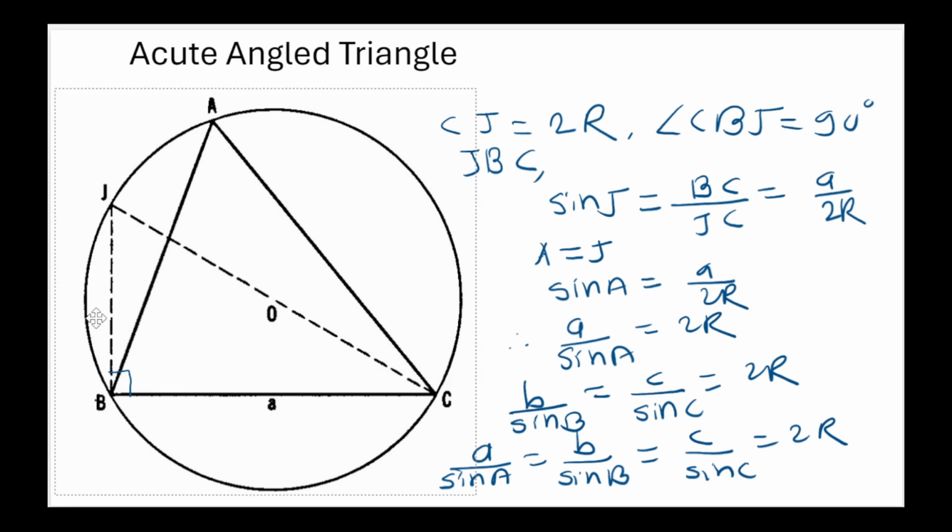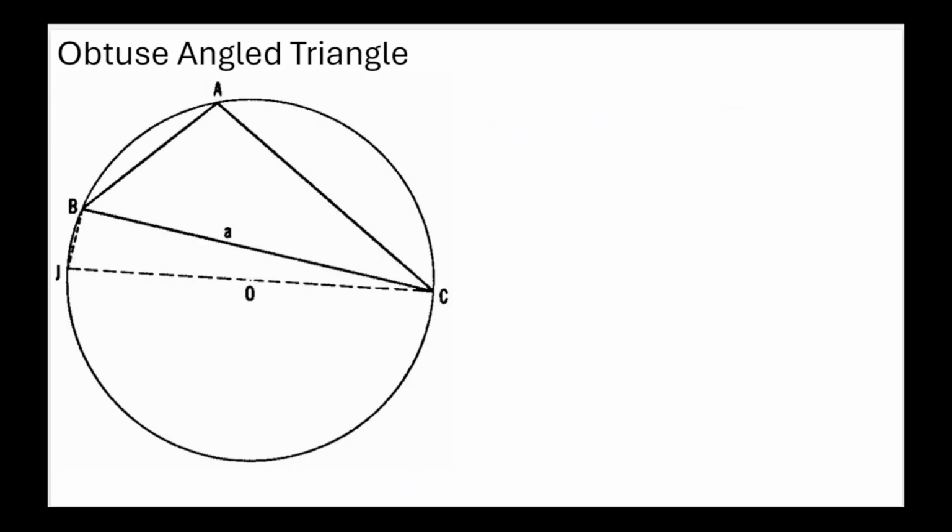So we will examine the other two triangles, that is the obtuse angle triangle and the right angle triangle, and then we can conclude our extended law of sines. So the next one is the obtuse angle triangle. In this case, a similar construction is done where the angle A, the angle under consideration, is an obtuse angle.